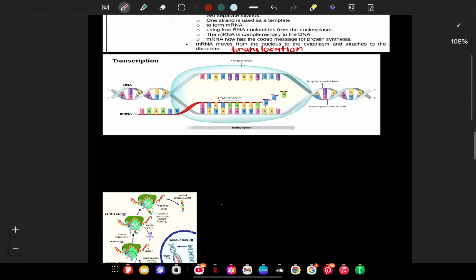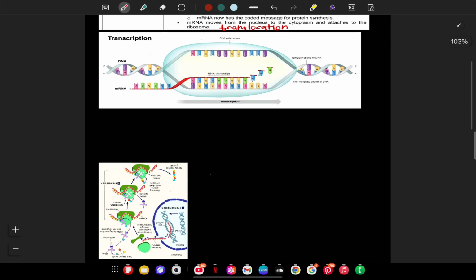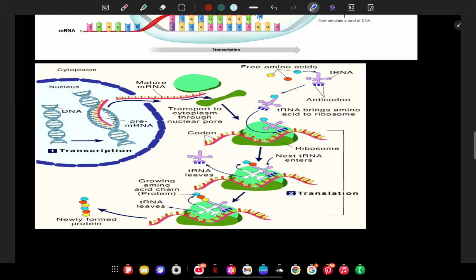Let me try to find a picture to demonstrate what I mean. Here I am trying to demonstrate the translocation. You see over here, mature mRNA transport to cytoplasm through nuclear pore. We call this process translocation in between transcription and translation. So now we are moving on to the second phase, being translation.